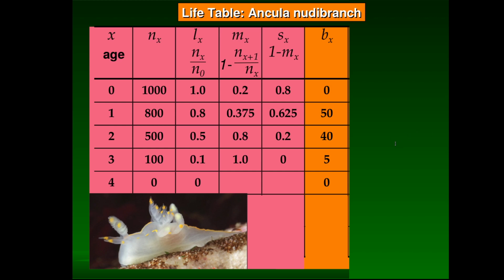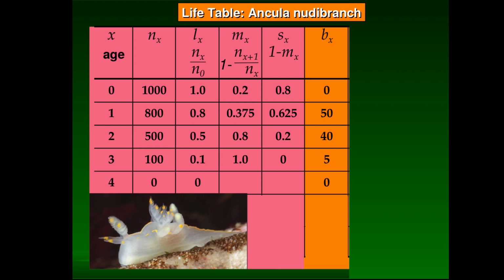And let's say we start with 100 females, make it simpler than 1,000. We start with 100 females, and let's say the survivorship to age 1 is 0.8. And at age 1, a female produces 50 offspring into the age 0 group. So these 80 females each produce 50 offspring, giving a total of 4,000.